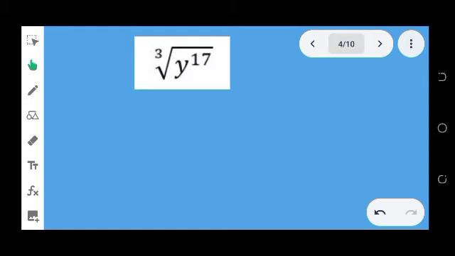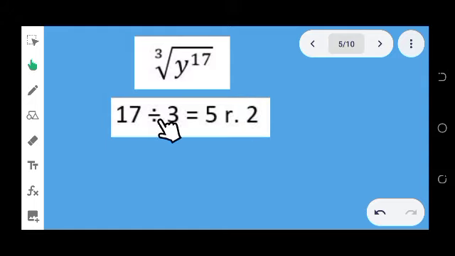Second example, we have cube root of y to the 17th. So the same thing, divide the exponent of the radicand by the index. That will be 17 divided by 3, which gives us an answer of 5 remainder 2. So the quotient will be the exponent of the variable that is outside the radical symbol, while the remainder is the exponent of the variable that will remain inside the radical symbol.